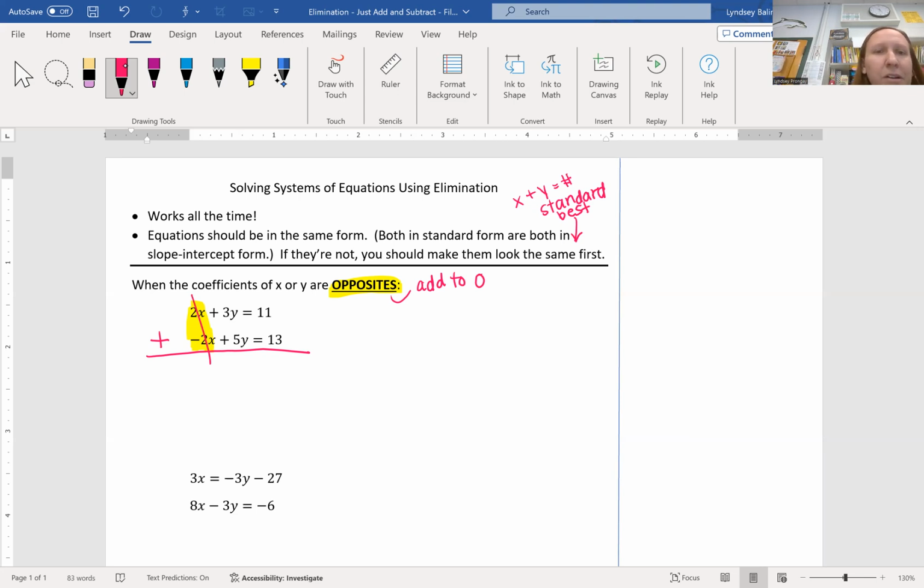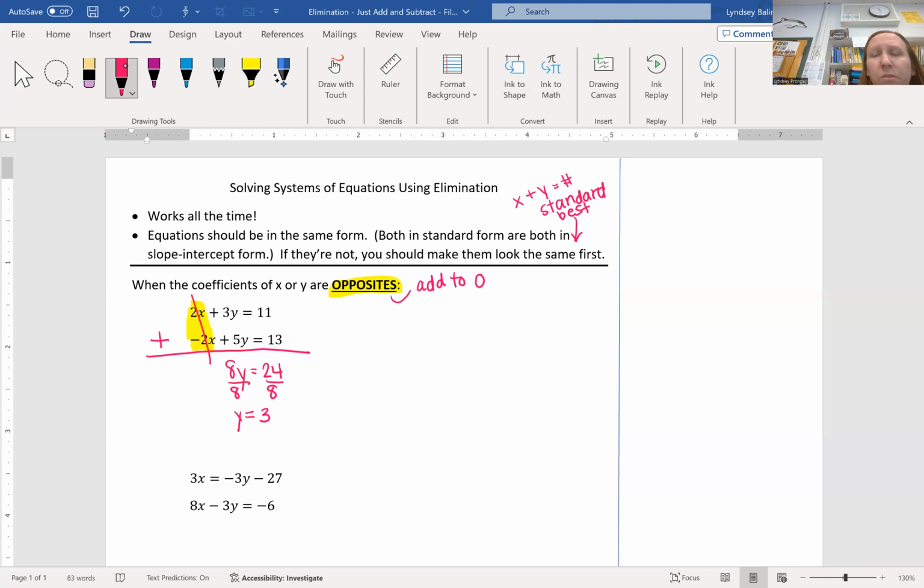And now we're going to keep on going. 3y plus 5y is 8y. And then 11 plus 13 is 24. We add all the pieces together, the x's, the y's, and the constants. And now that my x's are eliminated, I'm just left with 8y equals 24. And I would divide both sides by 8 and figure out that y equals 3. But remember, that's only half the answer.